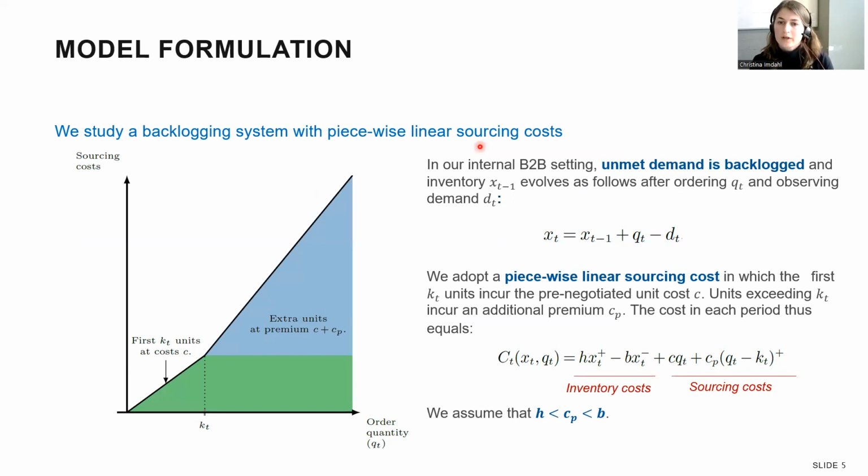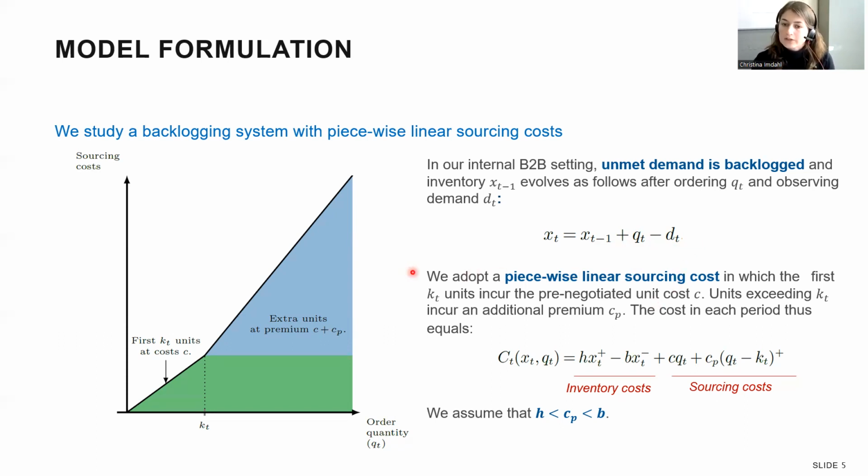So we model this as a backlogging system with a piecewise linear sourcing cost. Unmet demand is backlogged. That means that whenever we cannot fulfill a demand in the current period, we can fulfill it in the next period. That means we have a rather typical inventory evolution: the inventory of the current period is the inventory of the previous period, plus the orders that we placed in the morning of the current day, minus the demand that occurred during the day. We also look at a lead time of 0 in this setting.